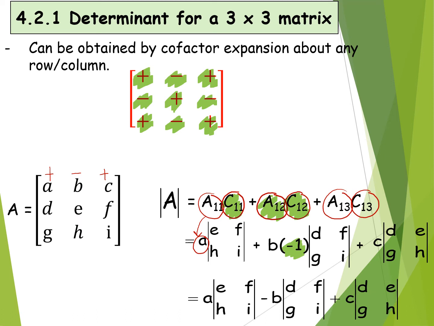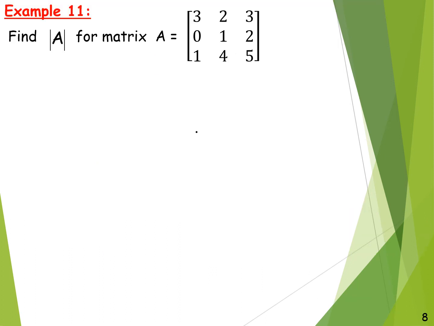Okay, then for A13. A13 means the element C, and the sign here is positive, so now we use positive C. And C13 means we delete the first row and the third column, so we find the determinant of D, E, G, H. Expanding about any row or any column gives the same value of determinant A. However, the computation is easier if the selected row or column contains the most zeros.